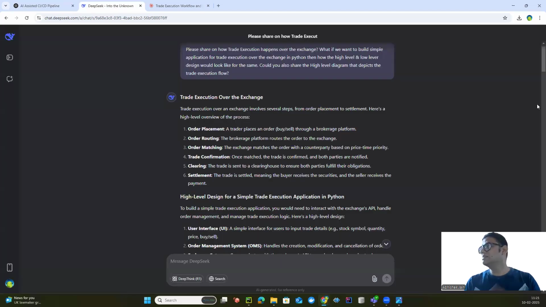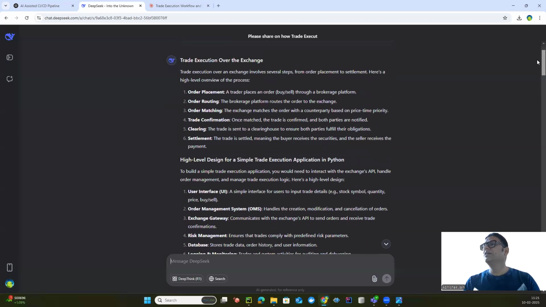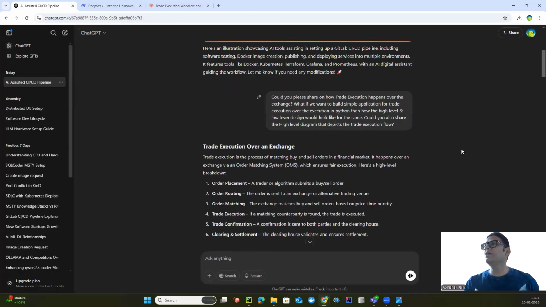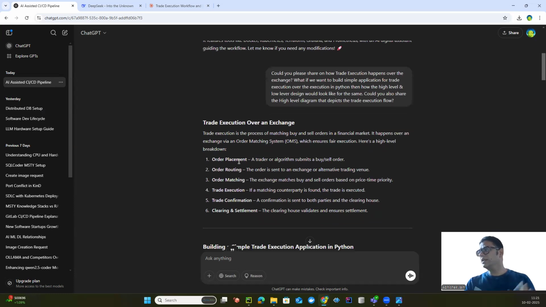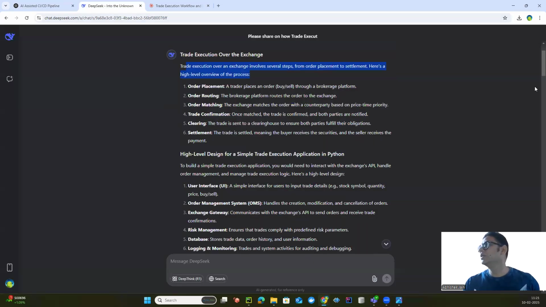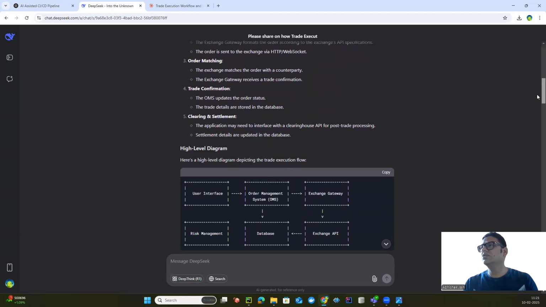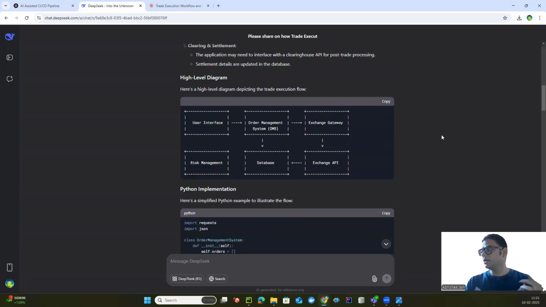Now come to DeepSeek. I asked a similar question to DeepSeek R1, trade execution over the exchange. More or less, it's pretty much the same, but the language is a little bit different, like order placement, order routing, order matching, trade confirmation, clearing, and settlement. It's pretty much the same as what we have here. There was a little bit of difference in how those definitions are articulated, but more or less it's the same, and then the high level design again is pretty much the same. The low level design also looks good. For the high level diagram, because DeepSeek R1 is not yet ready to generate images, this is how it gives us the workflow, which is pretty good.